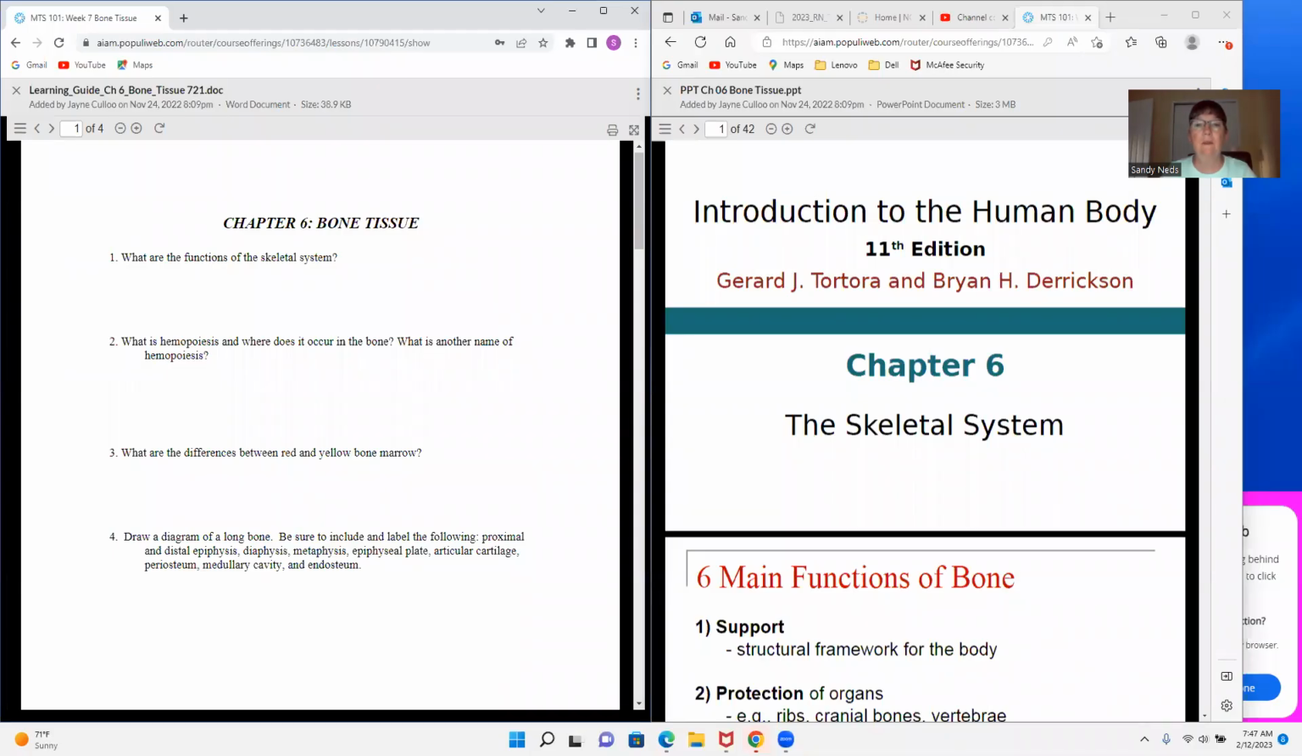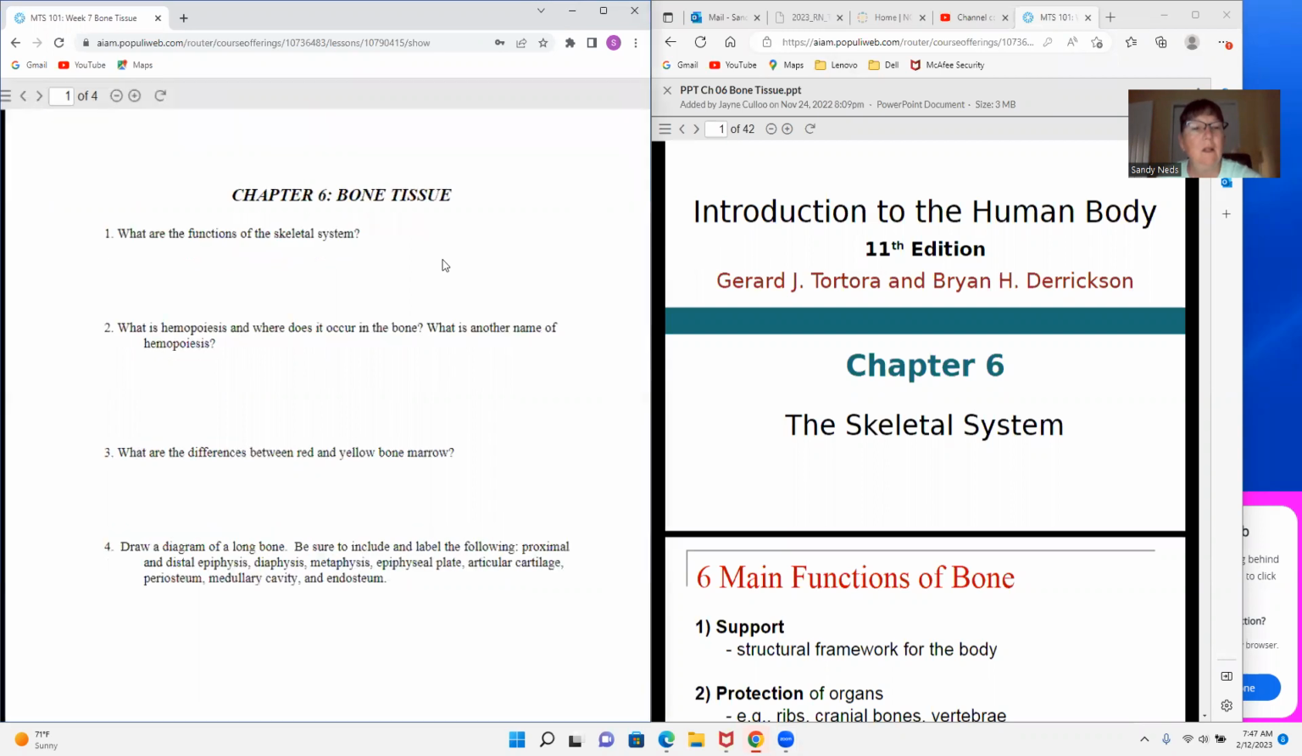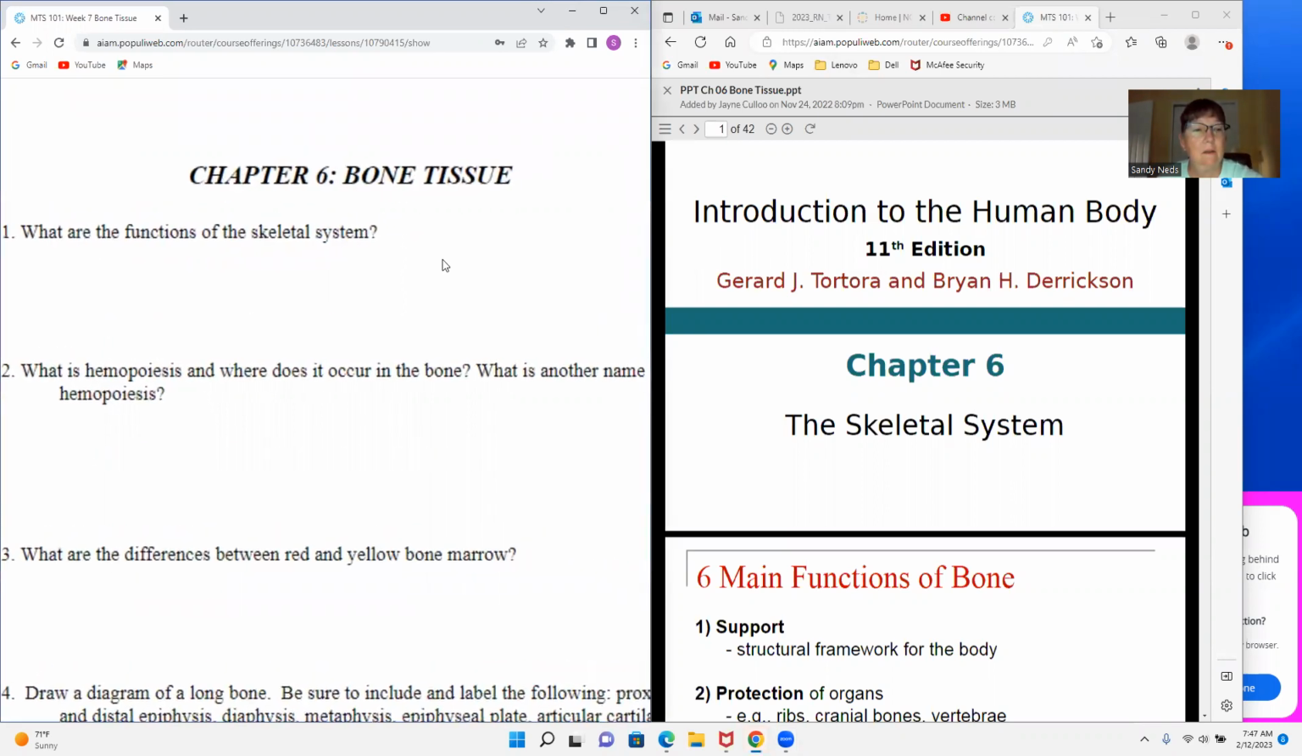So we're going to start on bone tissue. I believe you just have your test over the integumentary system. So let's look at bones. Let me get this out of my way. And let me enlarge this so I can see it a little better.